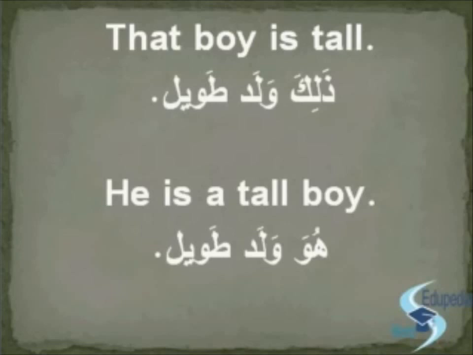He is a tall boy. In Arabic, هو ولد طويل. He means هو and he is still هو. He is a tall boy. هو ولد طويل, and it is a sentence. We have learned how to make definite phrase, indefinite phrase, and how to make sentences using adjectives.